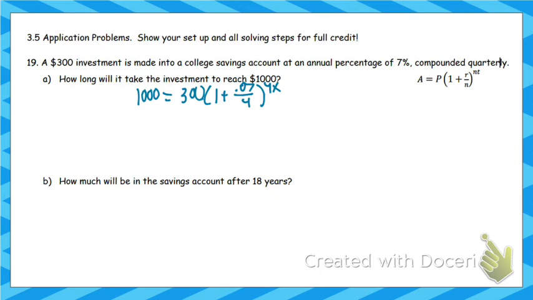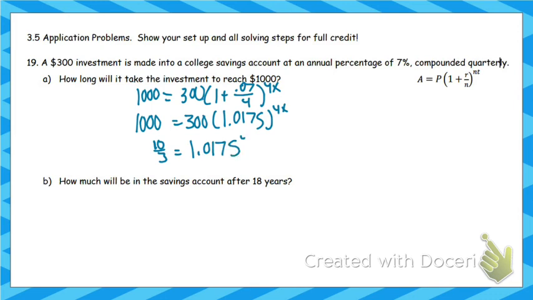All right, so I'm going to type 1 plus 0.07 divided by 4 into the calculator, and I'm going to rewrite this as 1.0175 to the 4x. Now, just like we did in those previous equations, I want to get the exponent base by itself. So I'm going to divide both sides by 300, which is going to be 10 over 3.